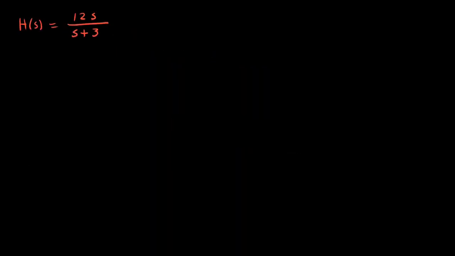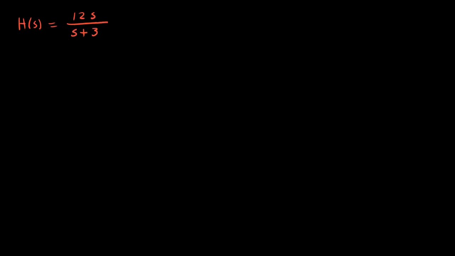Okay, so for our second example, we have H(s) equals 12s over s plus 3. The only difference between that and the first one is we've added a 0 in the numerator. A 0 by definition is in the numerator, and it is at the origin. So we've added a 0 at the origin to this transfer function, and we're going to see that the frequency response is quite a bit different.